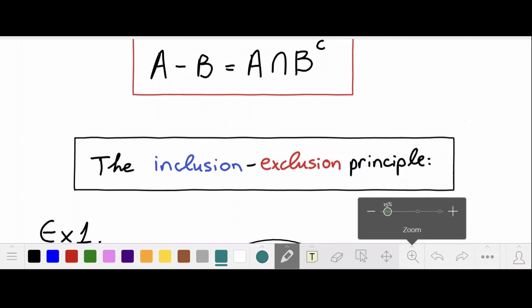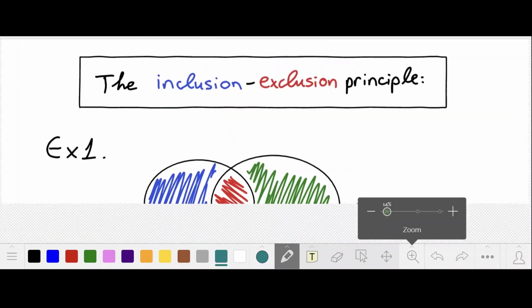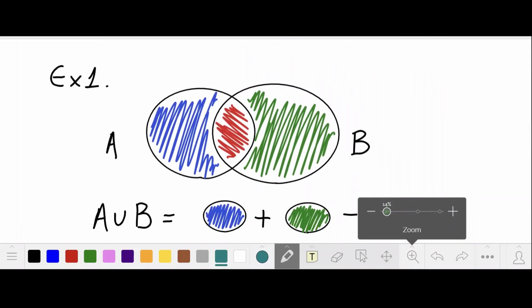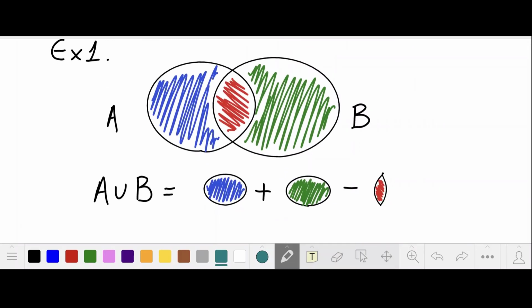Now we introduce the inclusion-exclusion principle. This principle is a counting method in order to calculate the number of elements in the union of n finite sets. We begin understanding the principle with an easy example. Let's say that we have two sets, A and B, and we want to count the elements in their union. This number is equal to A plus B, but we have to subtract their intersection as we have counted it twice. So the final result is A plus B minus their intersection.